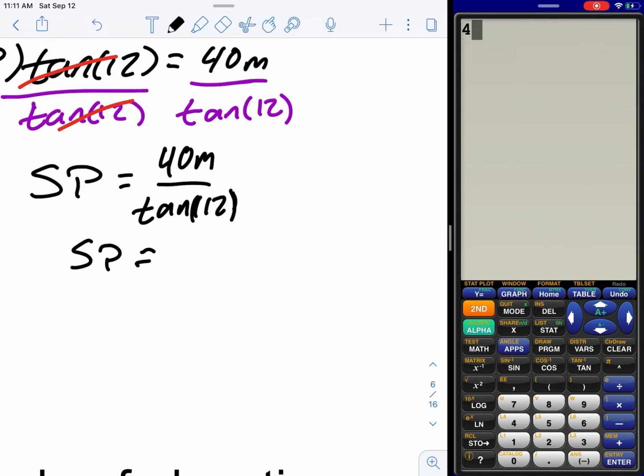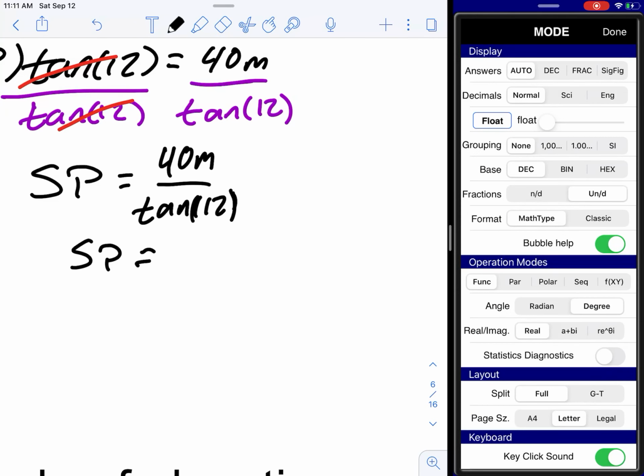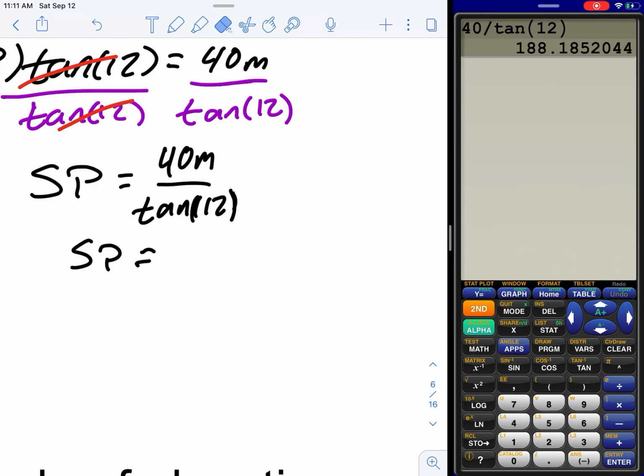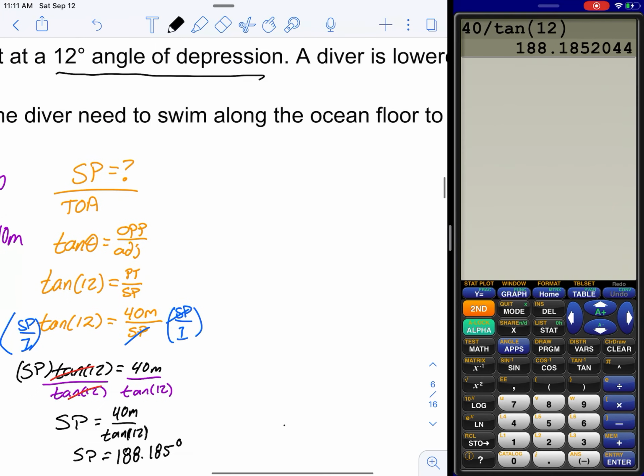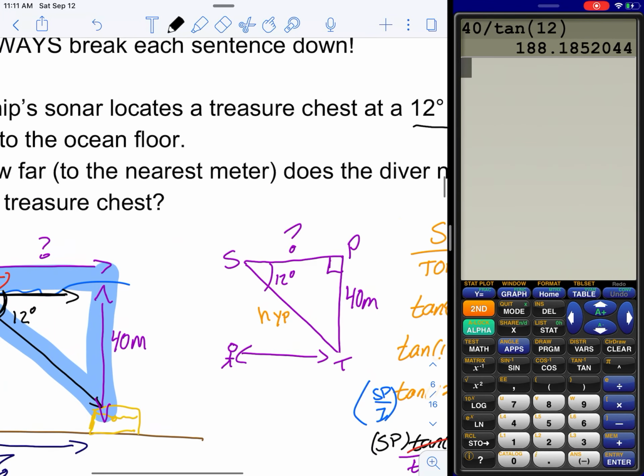So we have 40 dividing, and remember, this is just regular tan because we're actually inputting our degree. Make sure you're in degree mode, okay? So as you can see here, I am in degree mode. You can also press degree on your calculator, which is found in the same spot, and you'll be able to see and choose if you're in degree or radian mode. So SP here is 188.185.